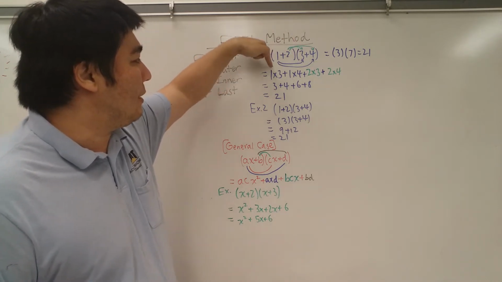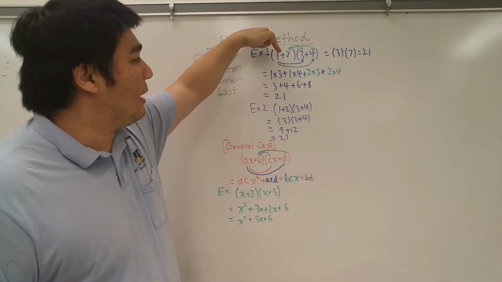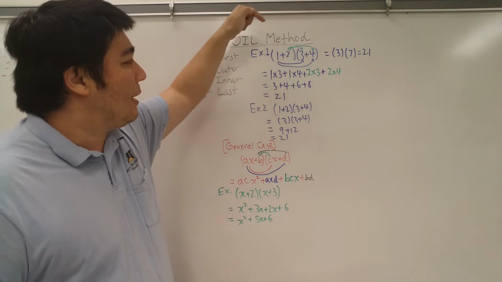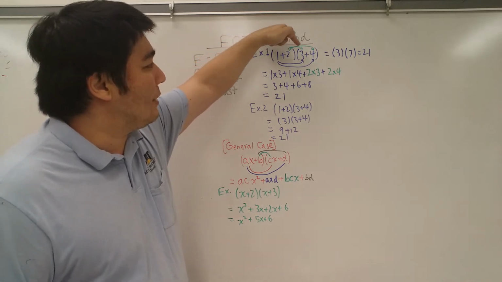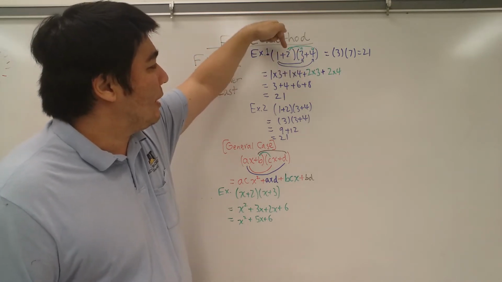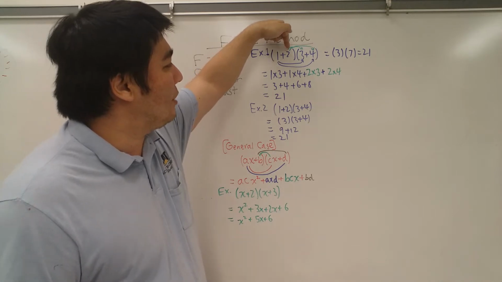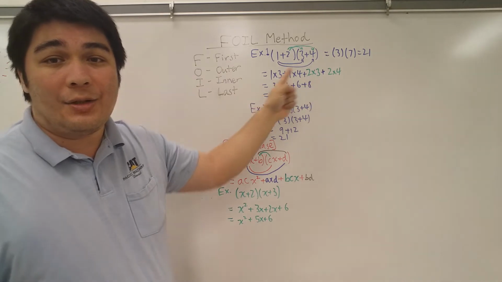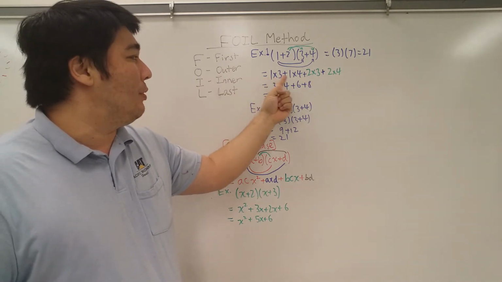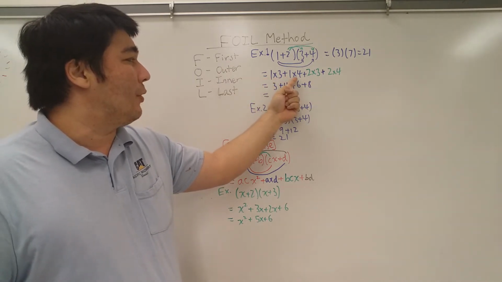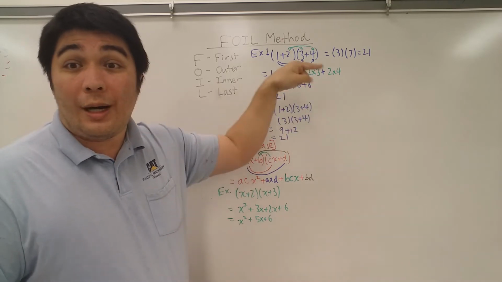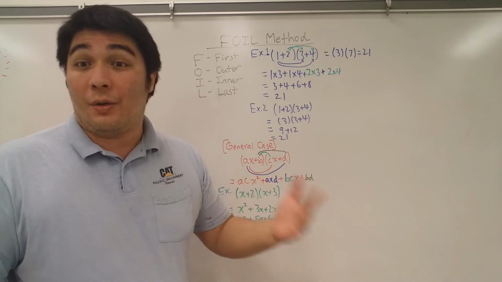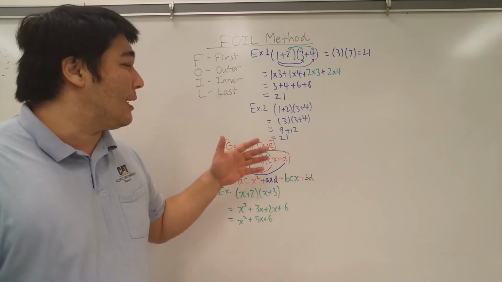So 1 times 3, we put that there. Then we say plus the outer terms, which is 1 times 4, which we put over here. Then we do the inner terms, which is 2 times 3, which we put over here. And then finally we add the last terms, 2 times 4, which we put over here. And as you can see, I did it with blue marker first, and then green marker to show where in the FOIL method those multiplications are taking place.